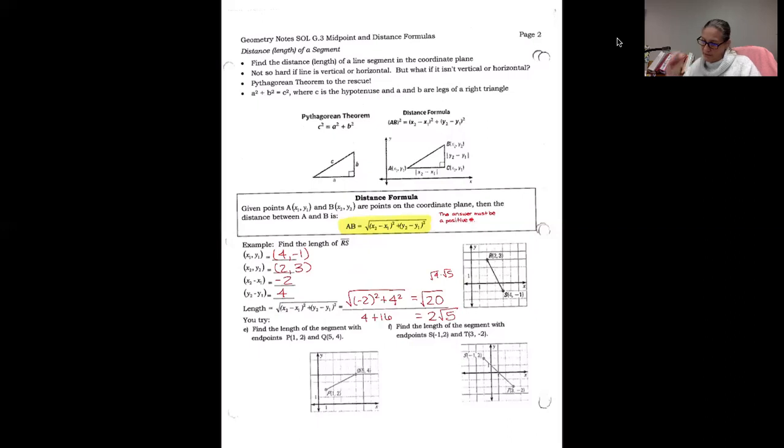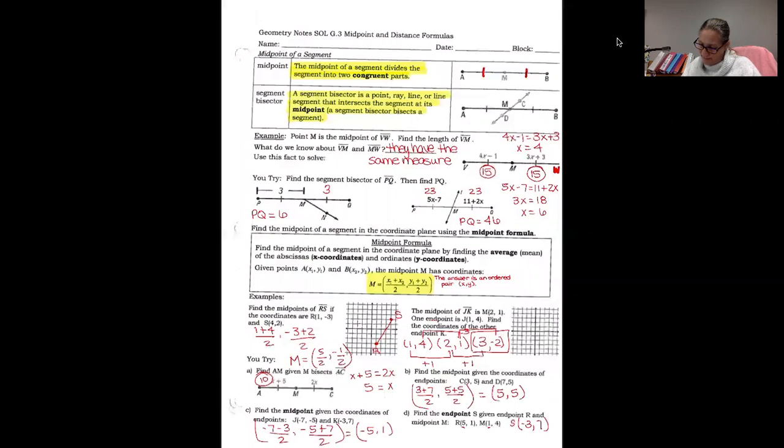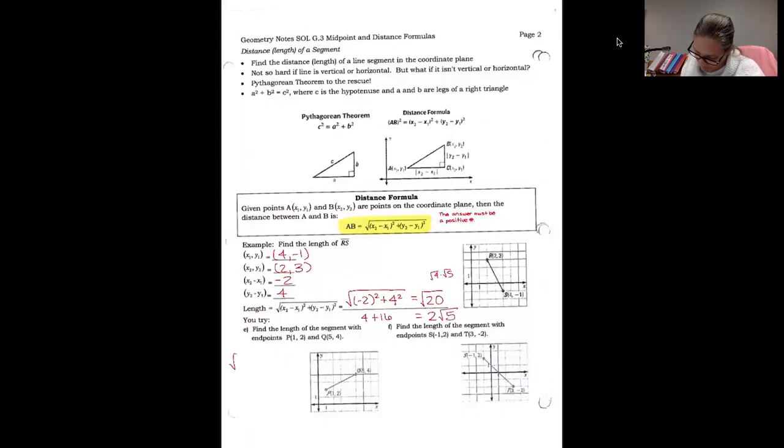And then down here underneath your try, we're going to do the same thing. So square root, we've got 5 minus 1 squared plus 4 minus 2 squared. That's 4 squared, which is 16, plus 2 squared, which is 4. Here's the square root of 20 again. Square root of 20 is 2 square roots of 5. You're going to break down those radicals like we did in chapter 1.